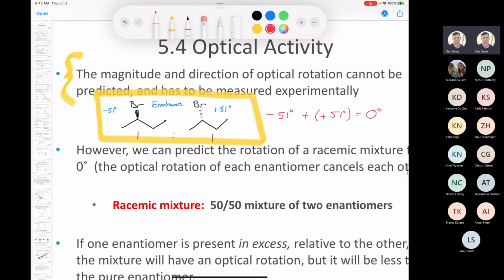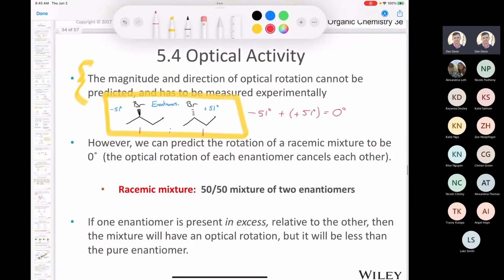And that is why when you have a racemic mixture, a 50-50 mixture of two enantiomers, you get no rotation. It doesn't do anything. Give me a thumbs up if you follow me on that concept, or stop me if you have a question. Is everybody with me on that? Yeah, you mix two things that are equal and opposite, you end up with nothing, no rotation.